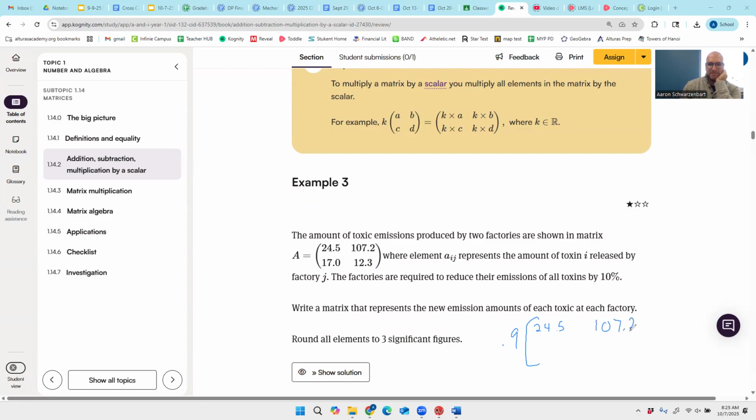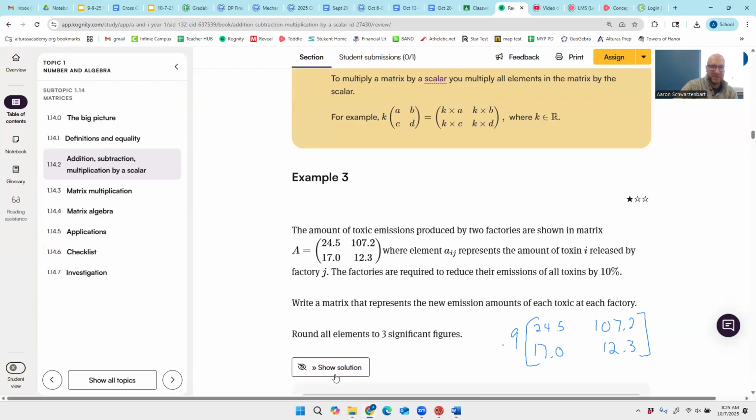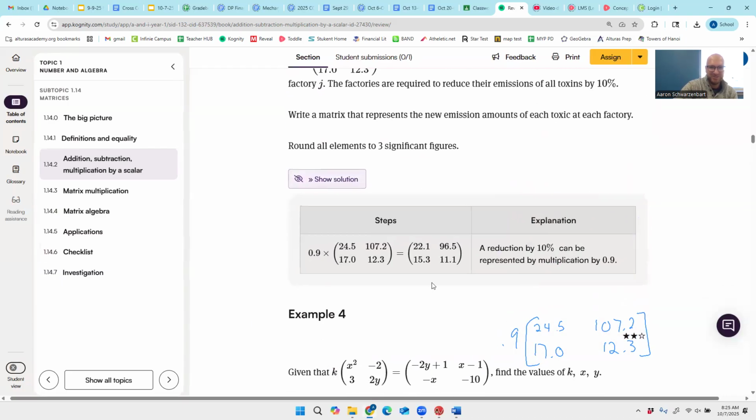I don't know why they'd be required to increase. Hopefully that's never the case. Whether you're an environmentalist or not, you should never be looking for increased toxins. No matter what your political stance is, you shouldn't be requiring people to increase toxins. So yeah, I'm just going to open this up and let it show us what that equals. Yay, tough.